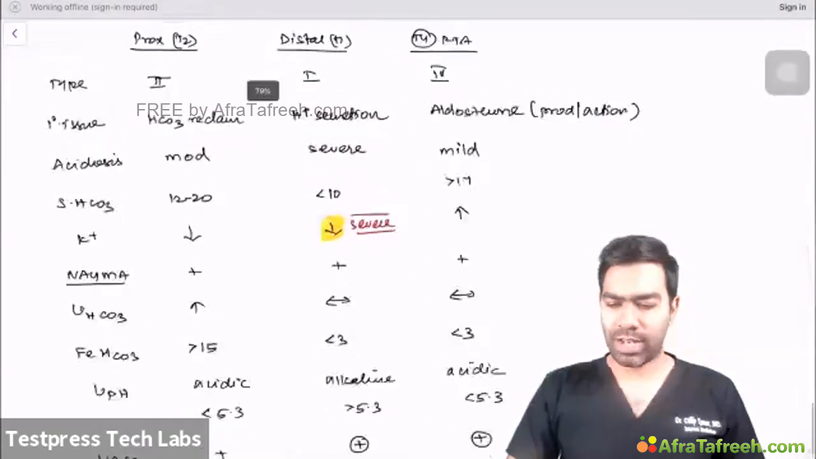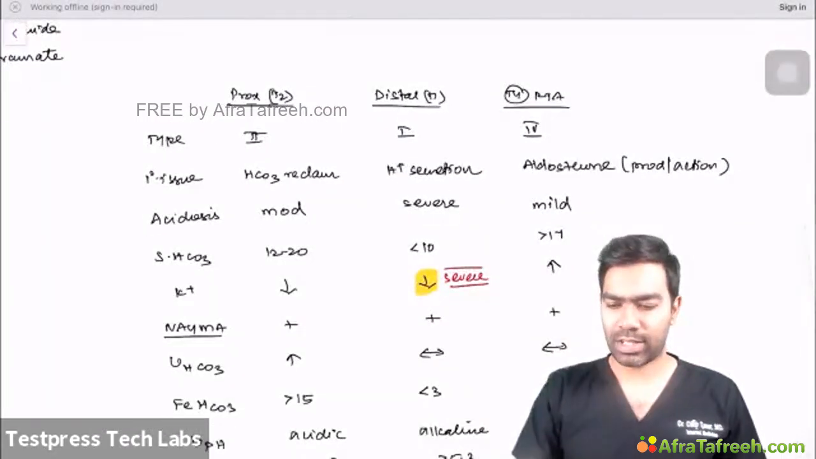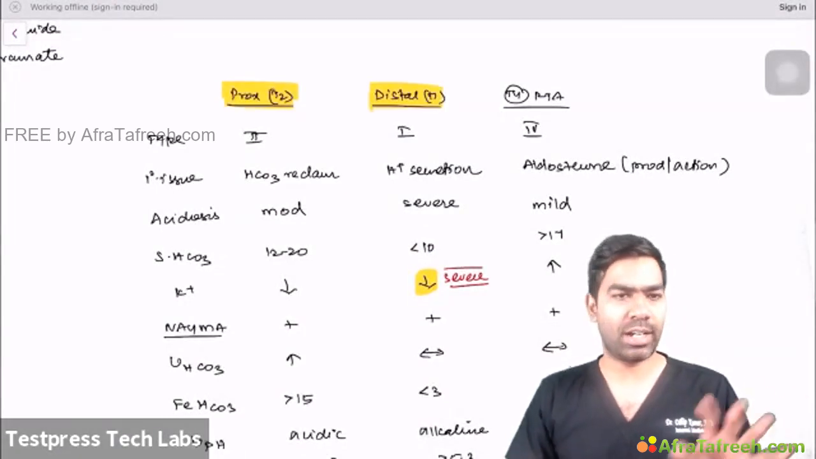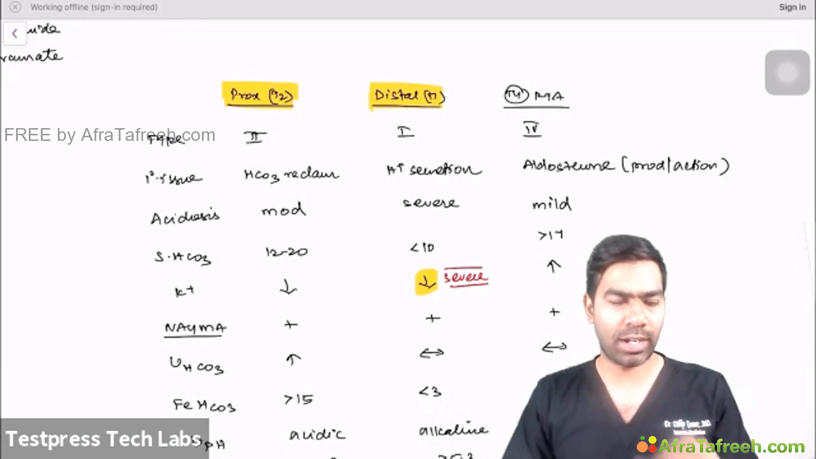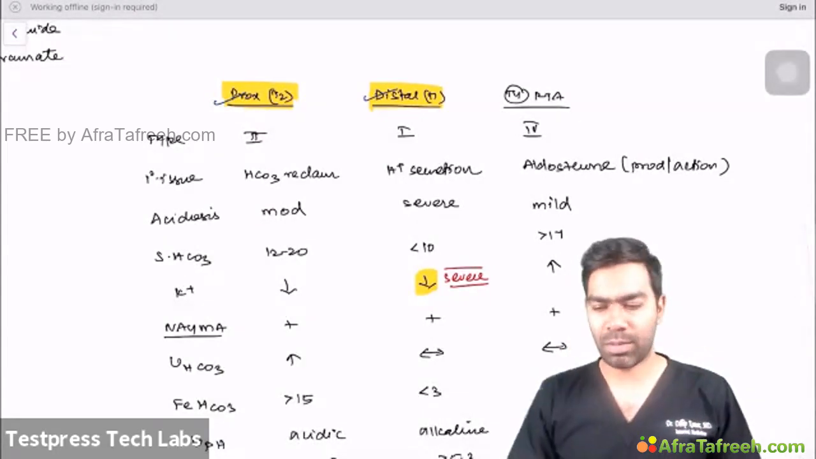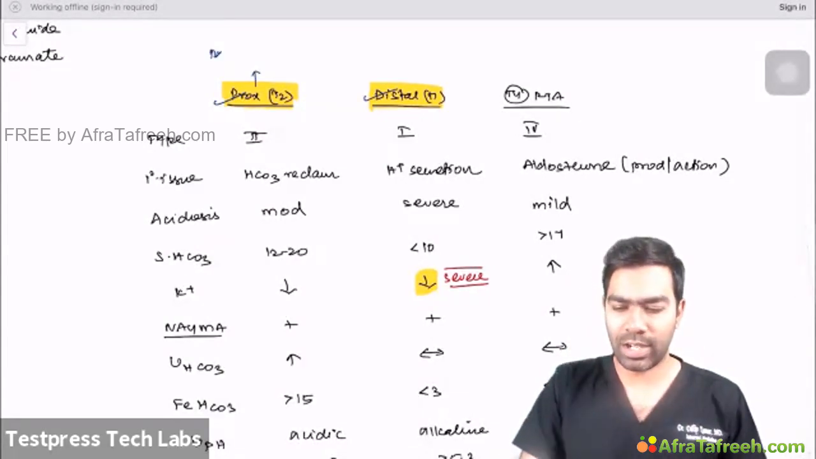And usually what they will ask you is, what is the initial treatment? For example, if the patient is having a proximal RTA and distal RTA, in both these settings, treatment of the underlying cause is definitely important. I'm not telling no. The patient is having drug induced proximal RTA, stop the drug. The patient is having multiple myeloma, treat the multiple myeloma. But more than that, the initial acidosis you will treat with bicarbonate.